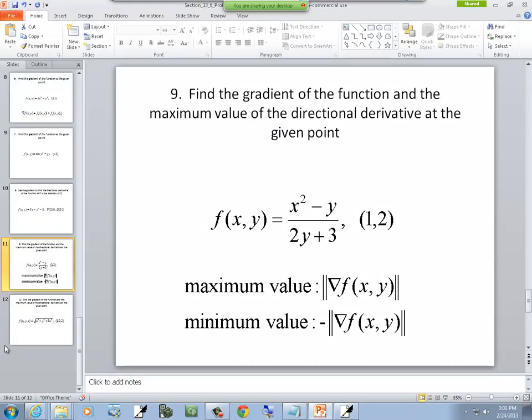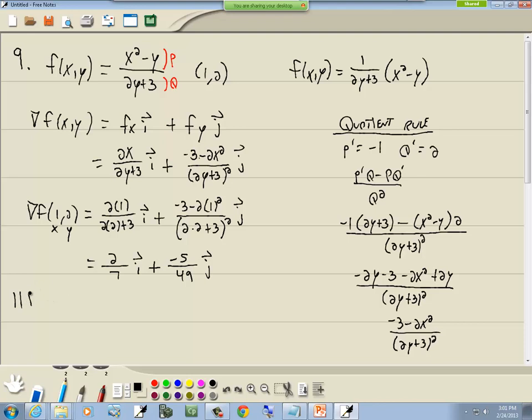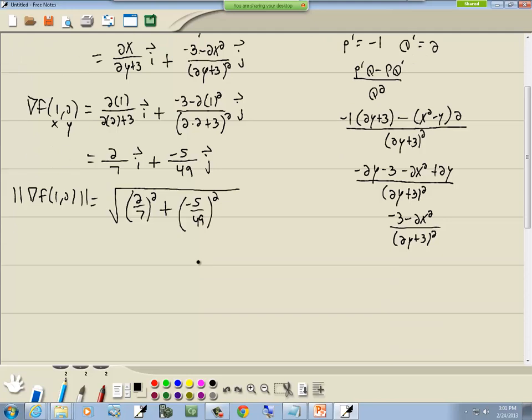Now, they're not asking us specifically for it, but again, the gradient points in the direction of the maximum value. It tells us the maximum value; we just take the magnitude of that. So the magnitude of del f of 1, 2 is going to equal the square root of 2 sevenths squared plus negative 5 49ths squared. I'm going to multiply top and bottom by 7. So 7 times 2 is 14, 7 times 7 is 49. So this is 14 over 49 squared plus negative 5 over 49 squared.